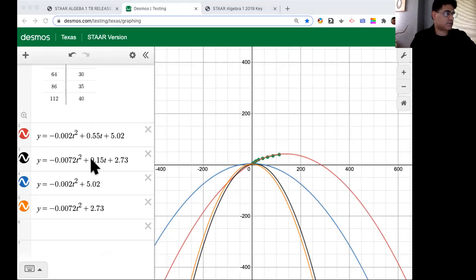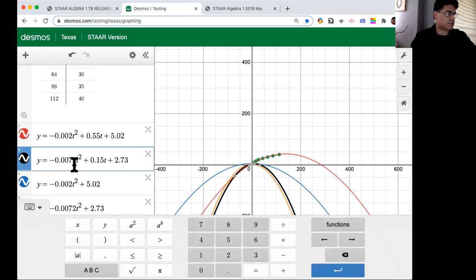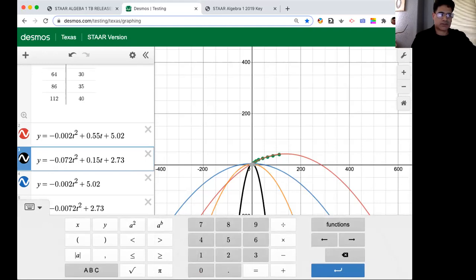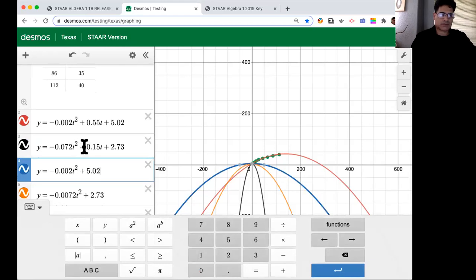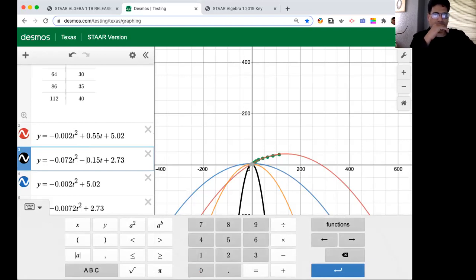Okay, hold on a second. 0.002, 0.007. We got a mistake. Okay, that was our second one, and actually there's another mistake. Okay, negative 0.007. Okay, still not matching up. Negative 0. Should I accept this one? I don't know. Why would the numbers fall off?